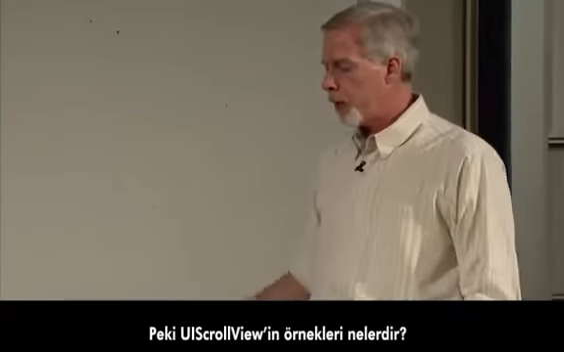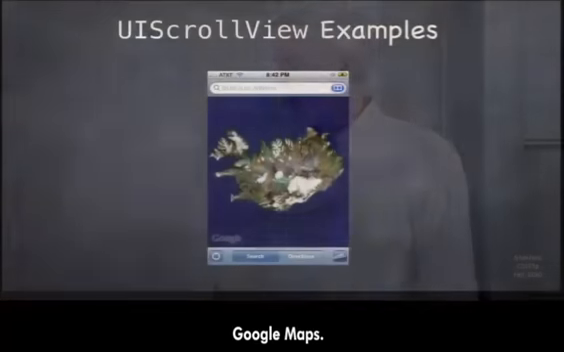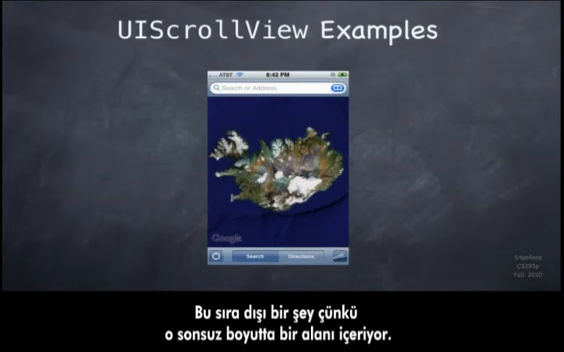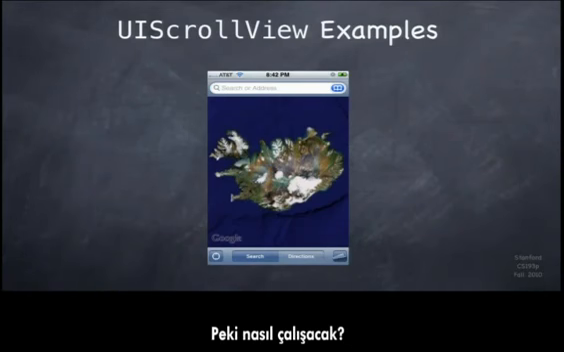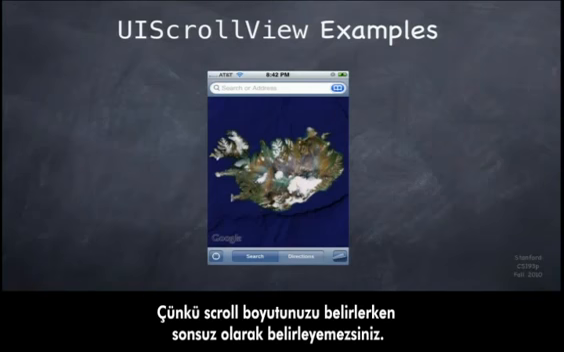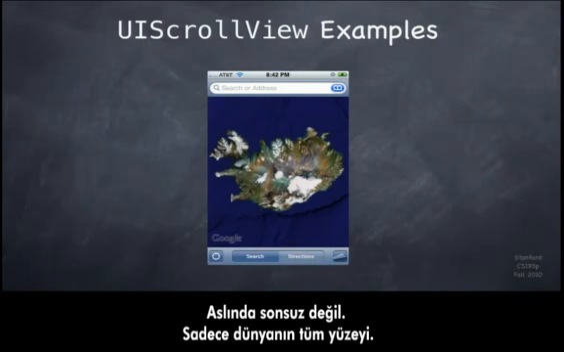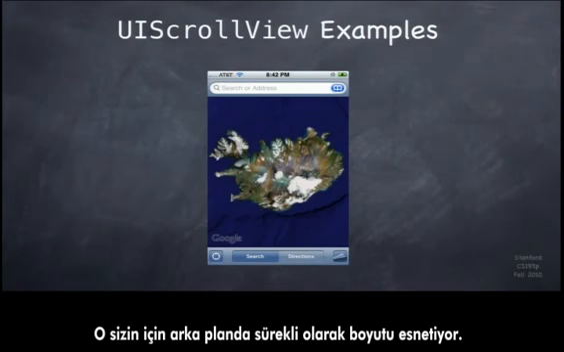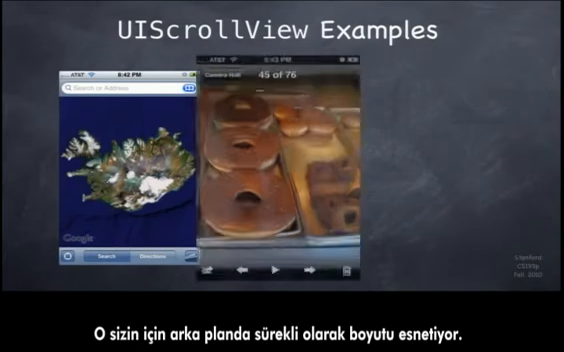So what are some examples of UIScrollViews? Google Maps, when you load that up, that's in a scroll view. It's kind of an odd one because it's an infinitely sized content area. So how does that work? Because you can't specify infinity when you specify the size of the scroll. So it's not infinity, really. It's just the entire surface of the Earth. But how does that work? Well, it's futzing with that size behind the scenes all the time. But it does it all for you.